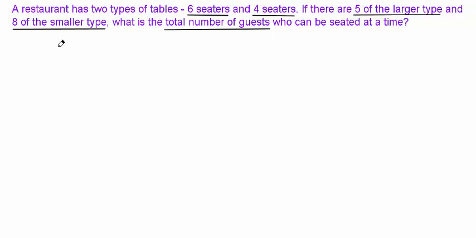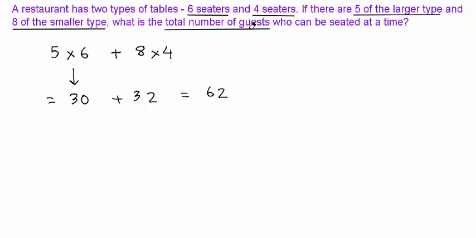So you have 5 of the 6-seaters. Total number of people who can be seated is 5 times 6. Plus, there are 8 of the smaller type, that is 8 times 4. And that gives you the total number of people who can be seated at a time. Now, because multiplication comes ahead of addition, you do 5 times 6, you get a 30, plus 8 times 4 is 32. So this is equal to 62. The total number of guests who can be seated at a time is 62.